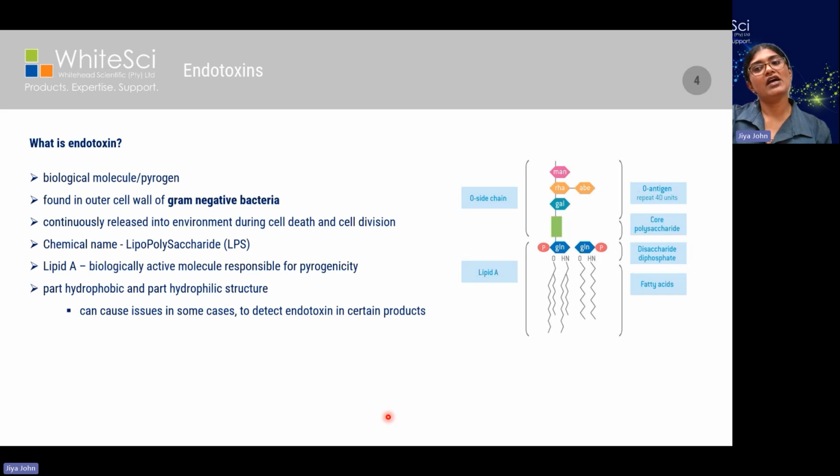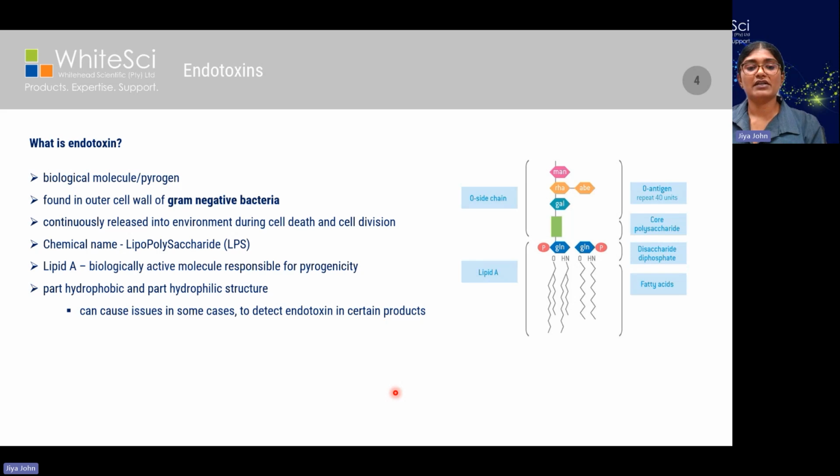So to start off with, what are endotoxins? Endotoxins are biological molecules, also known as pyrogens. They are found in the outer cell wall of gram-negative bacteria. These pyrogens are continuously being released into the environment during cell death and cell division. Some of you may have heard the term lipopolysaccharide. That is basically the chemical name of endotoxin. You can use them interchangeably.